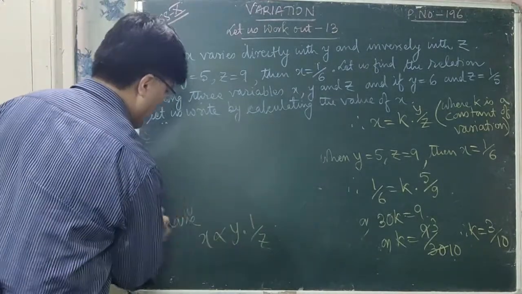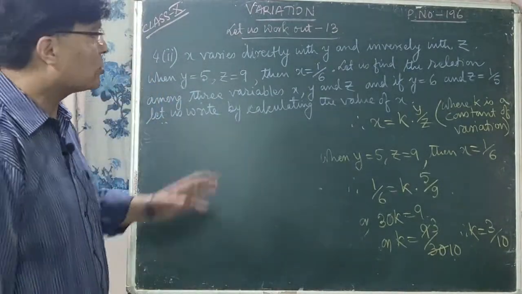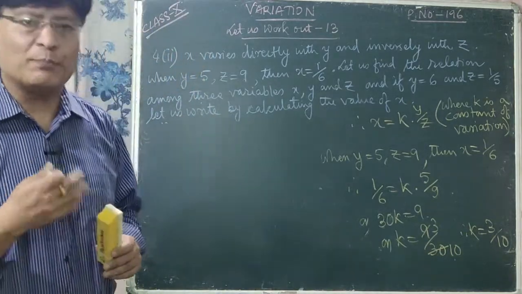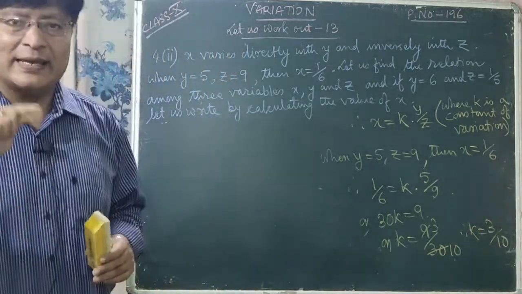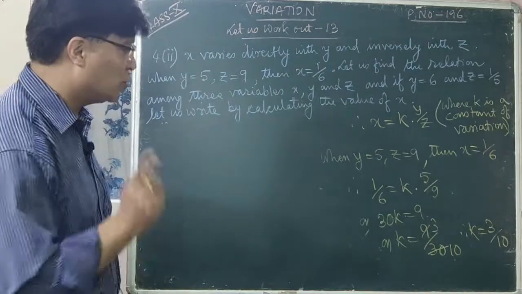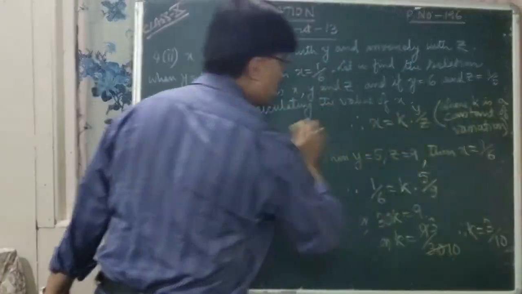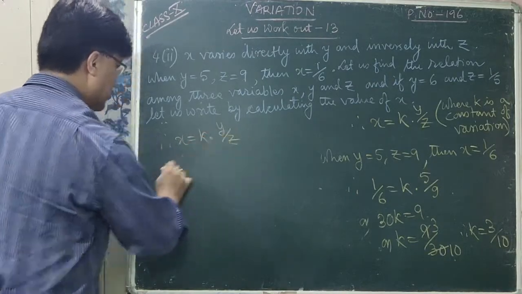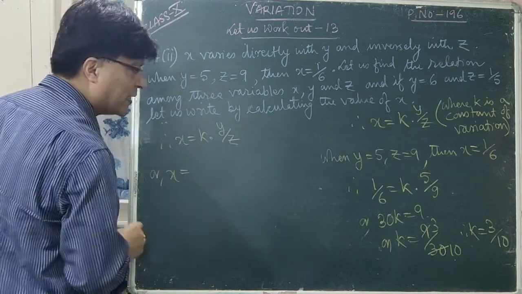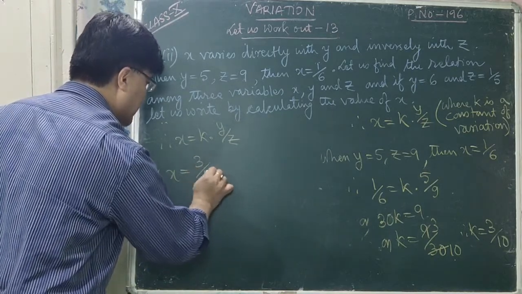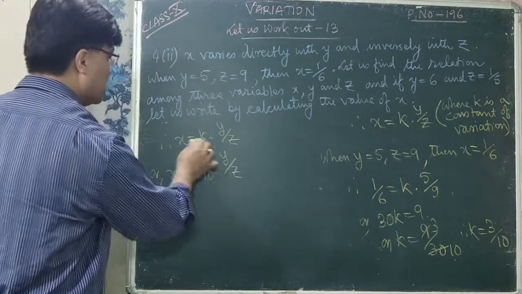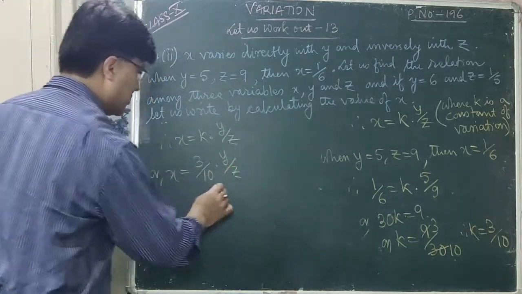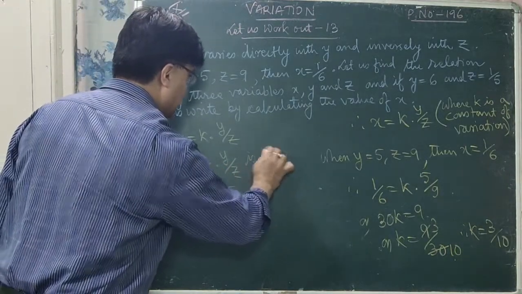So now in the question you are asked to find out the relation between x, y and z. The x, y र z को सम्बन्ध चाहिँ कस्तो छ? You have to get an equation in terms of x, y and z. So we can put the value of k in this relation, right? Therefore x is equal to k into y by z, or x is equal to 3 by 10 into y by z. So this is the required relation between the three variables x, y and z. So you can write down the answer.